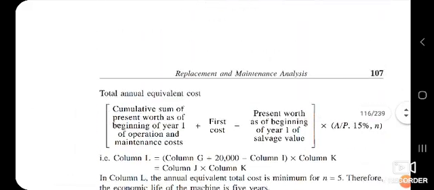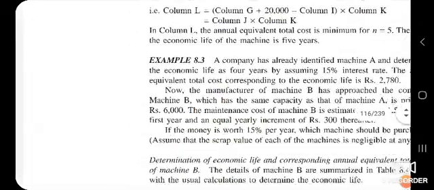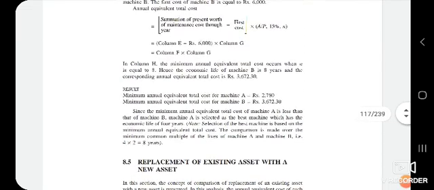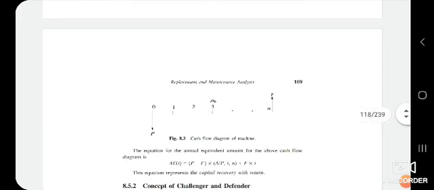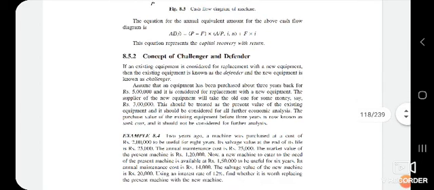So you can try this problem also, and the remaining I'm just leaving to you. You can carry over, read once how that is exactly, and if you have any doubts, you can ask me. And also check my other video related to the concept of challenger and defender.